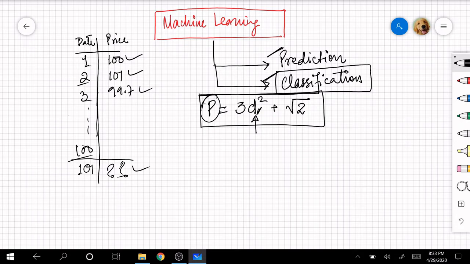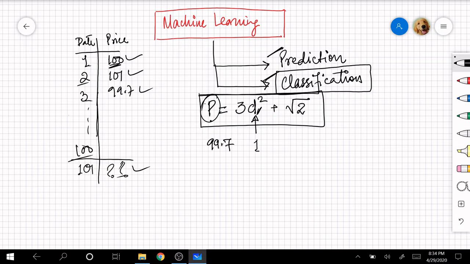In the real world, it's not that simple. Whatever I predict, there will always be some error. So let's say for the first day, I might be able to predict it as 99.7 instead of 100 that's written here, which is okay. We all live with a certain degree of inaccuracy in the machine learning world because it's all about predicting something.